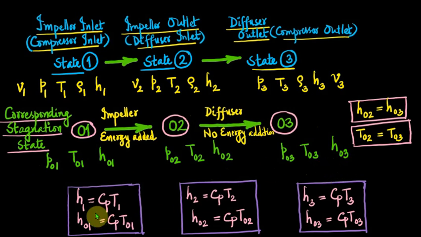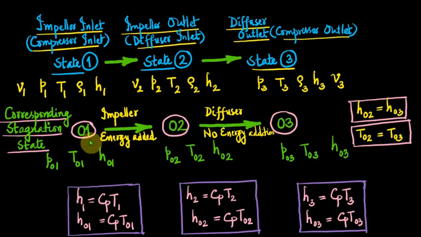And also we know how to find H1. H1 is Cp into T1, the specific enthalpy of air at inlet to the compressor or impeller. The corresponding stagnation enthalpy H01 is Cp into T01, H2 is Cp into T2, H02 is Cp into T02, H3 is Cp into T3, and H03 is Cp into T03. And these relations we know very well.